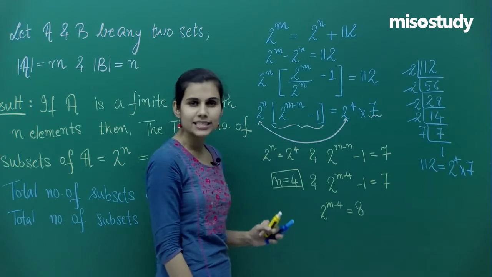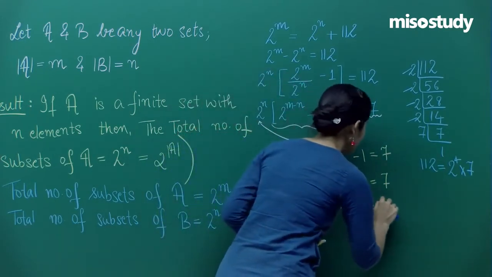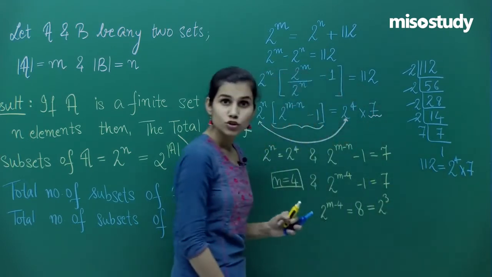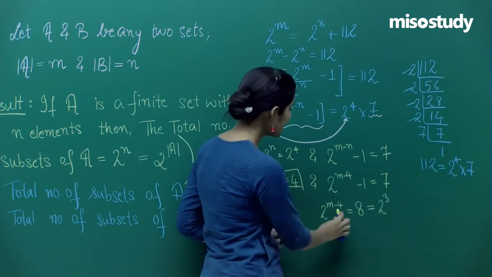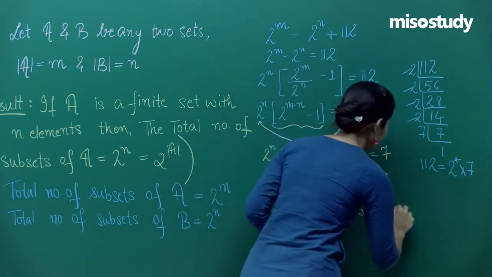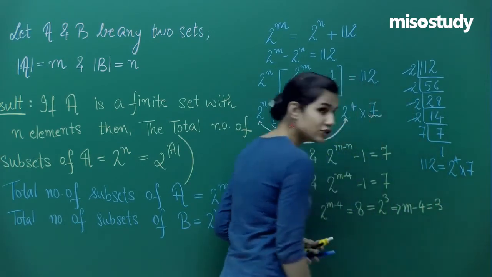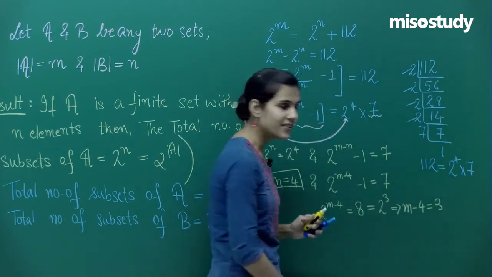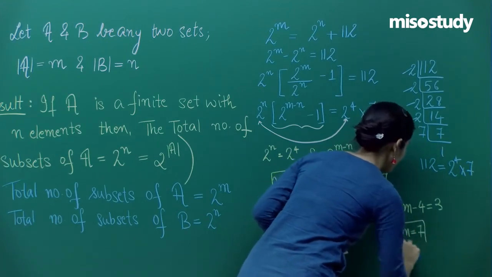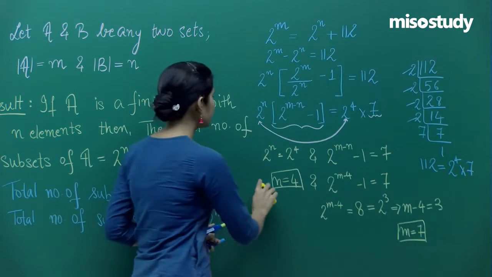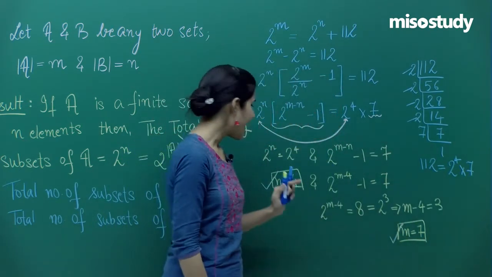Just make 8 something of the form 2 to the power. We know 8 is 2 cube. 2 2s are 4 and 4 2s are 8. What you obtain from here is m minus 4 is equal to 3, which means m is 7. This way we have obtained the values of n and m. M is 7, n is 4.